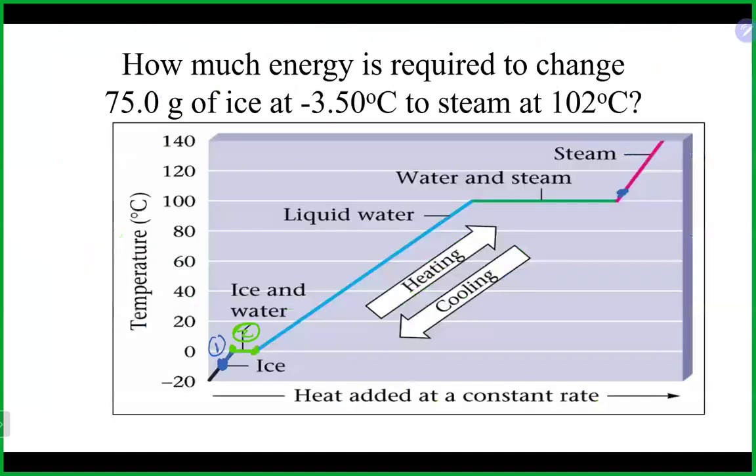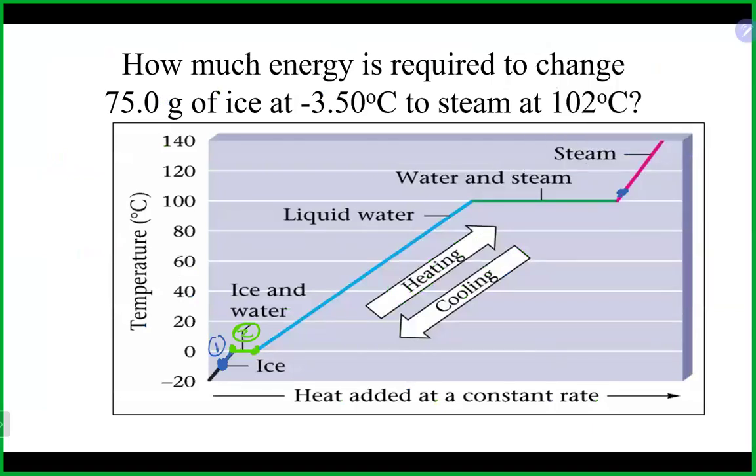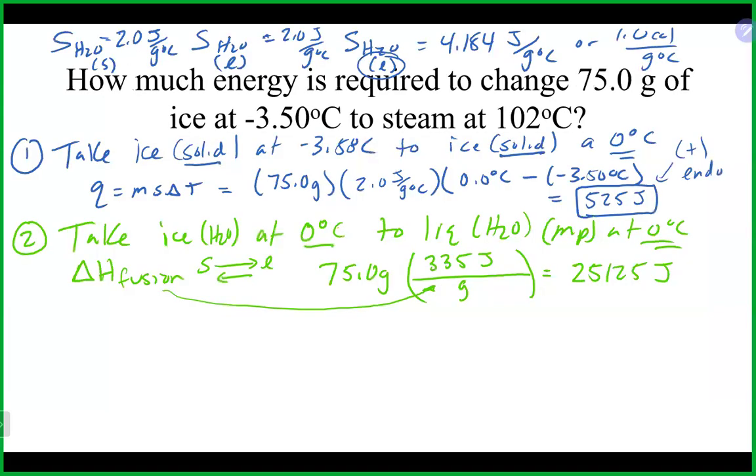At this point, if we look at our little graph here, we are now sitting right down here at 0 degrees liquid water. The next thing that's going to happen is we're going to go all the way up to our next transition point, which is 100 degrees Celsius for water. We're going to take it from liquid water at 0 degrees to liquid water at 100 degrees. So that is our next big transition.